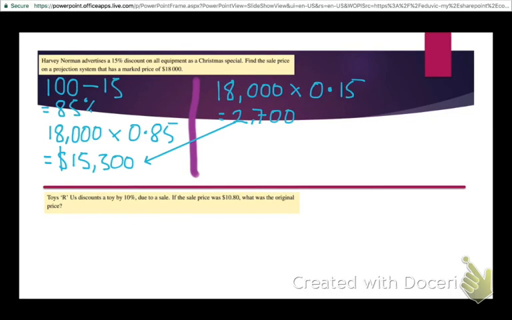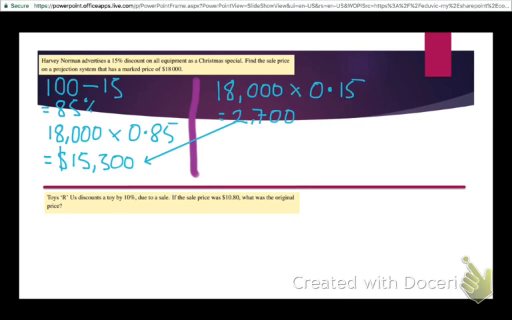Okay, this last one is probably a little bit trickier than the first two. So Toys R Us discounts a toy by 10%. If the sale price was $10.80, what was the original price? Okay, so we have to make sure we interpret the question correctly to start with. Always important, but obviously just seems like you're trying to trick us a little bit here.